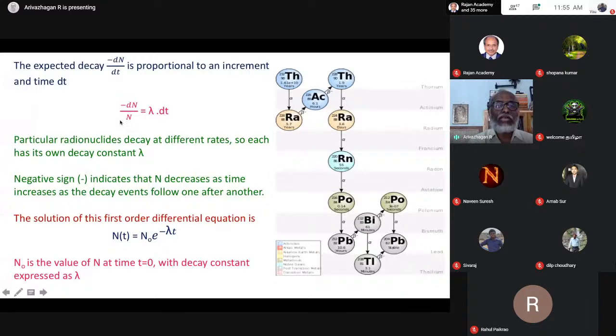From this equation, we must understand that the particles decay, and the decay is in the form of an exponential decay. Therefore, the solution of this equation can be written as n of t is equal to n naught e to the power of minus lambda t.